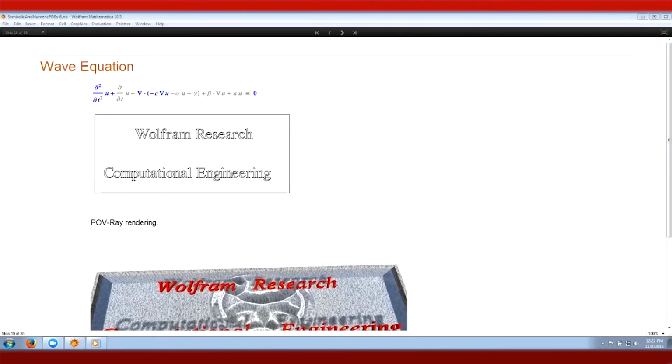Let's look at a wave equation. The wave equation has a second-order time derivative of the dependent variable u. The special thing here is that the region is rather complicated. I have a rectangular boundary and some writing inside of that boundary.